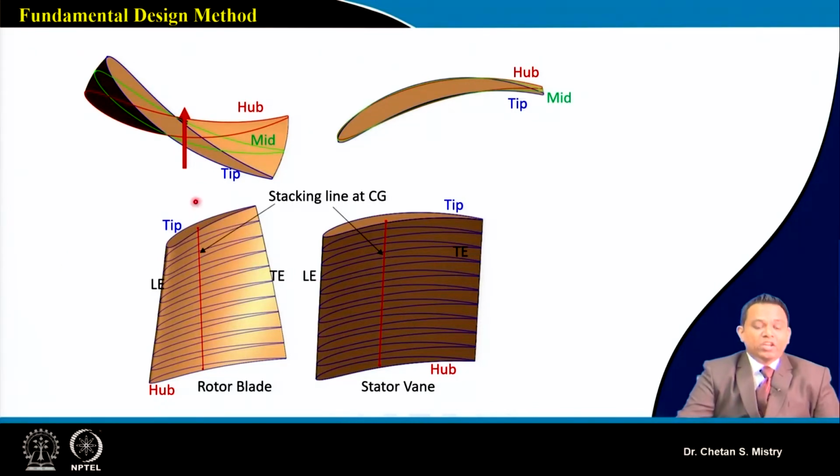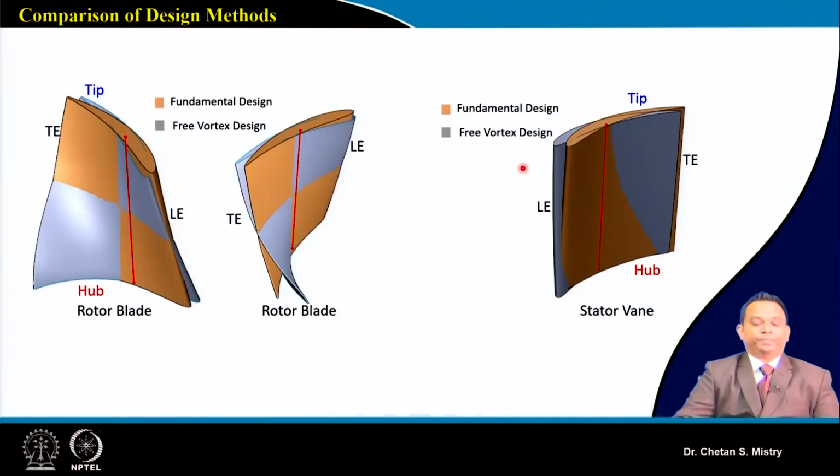Now interestingly, if you look at this rotor blade, it has slightly lower twist compared to what we did for the free vortex design. Same way for the stator, this is the variation of my angles. Let's try to compare one by one. If you look here, there are two plots. This golden color represents my fundamental approach, and this silver color represents my free vortex concept.